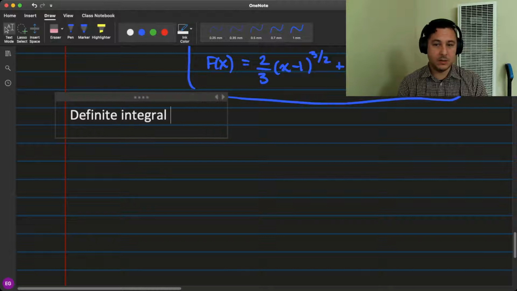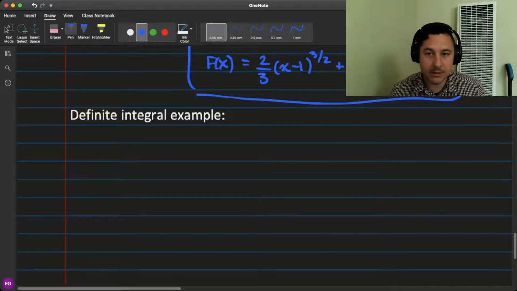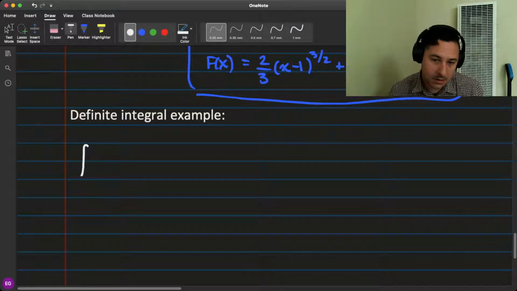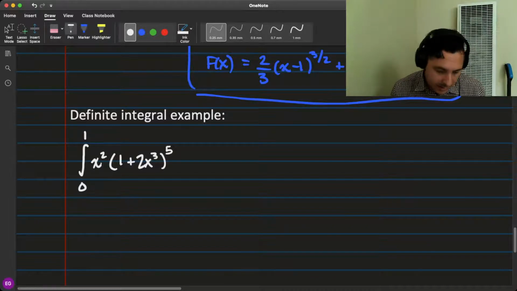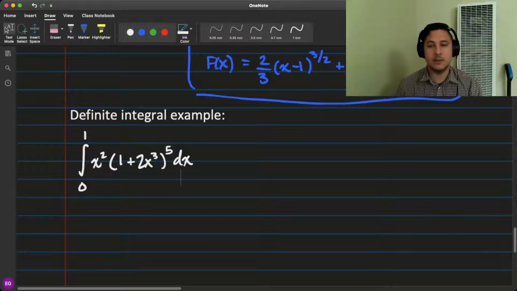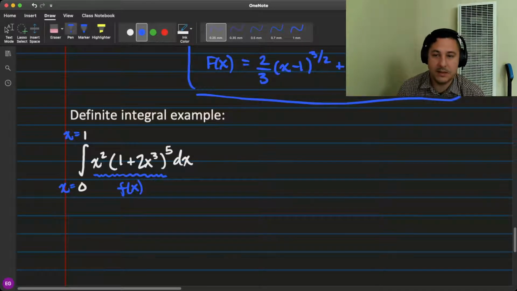Definite integral example. So let's say that you're integrating from 0 to 1 of x squared times (1 plus 2x cubed) all to the 5th, dx. So this thing here, that's your f of x, and this is your x equals a, and this is your x equals b.